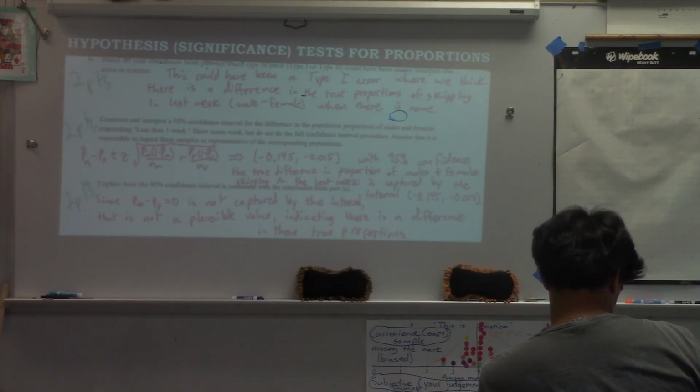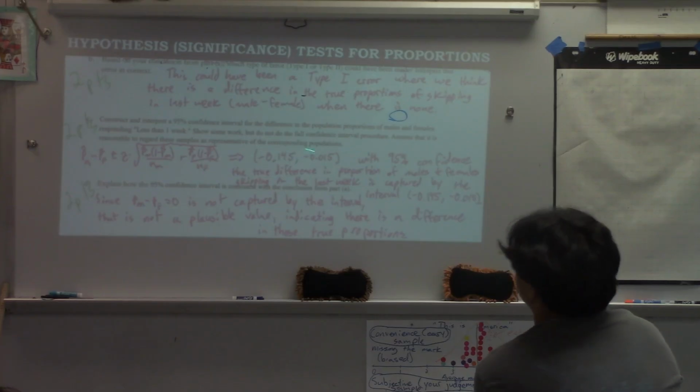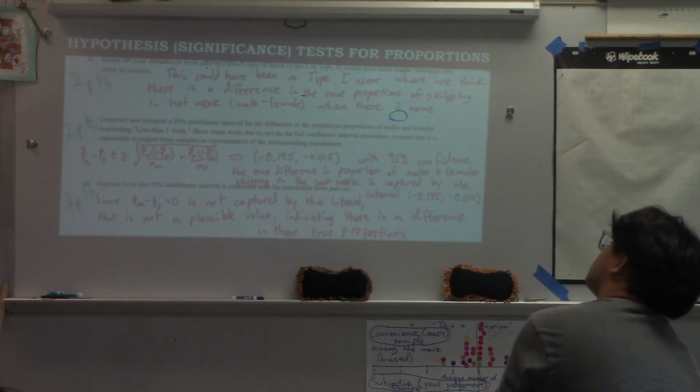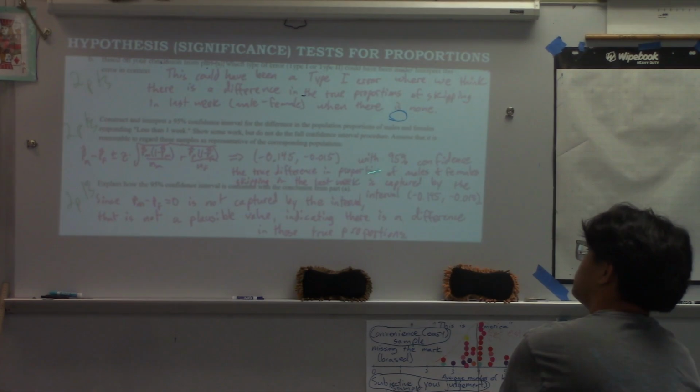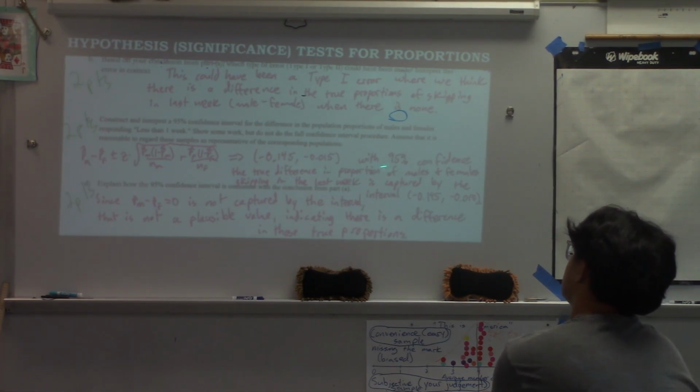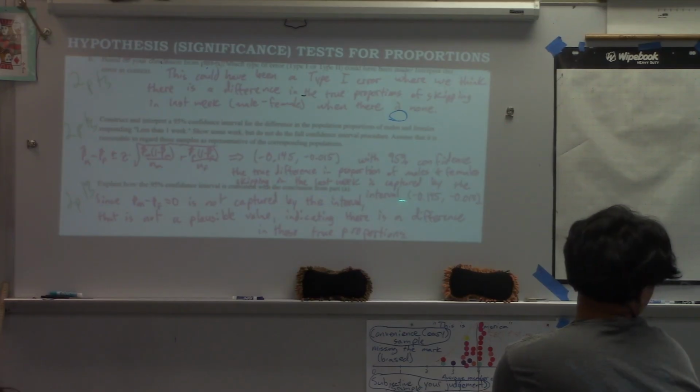Okay, all right, part C. I just wrote out the formula and then used the calculator to get the confidence interval there. With 95% confidence, the true difference in proportion of males and females skipping in the last week is captured by this interval. I'm just going to put it here.